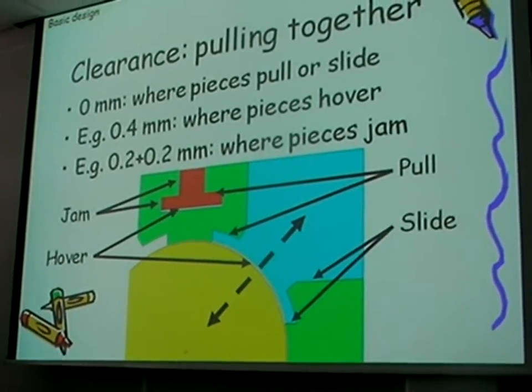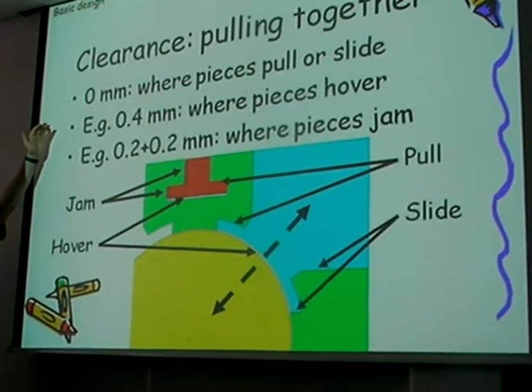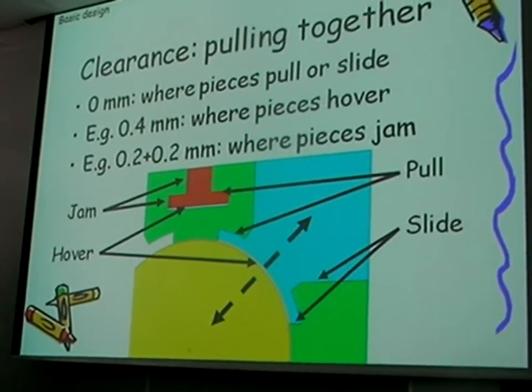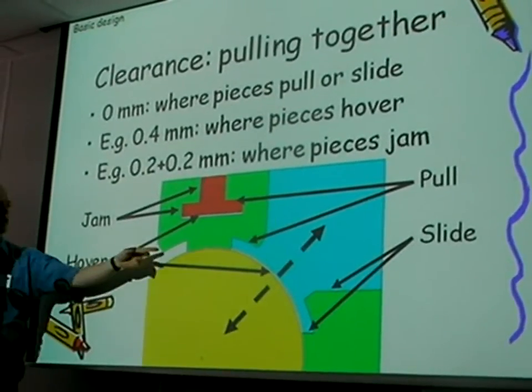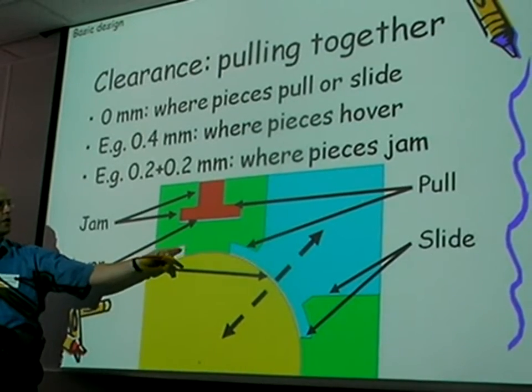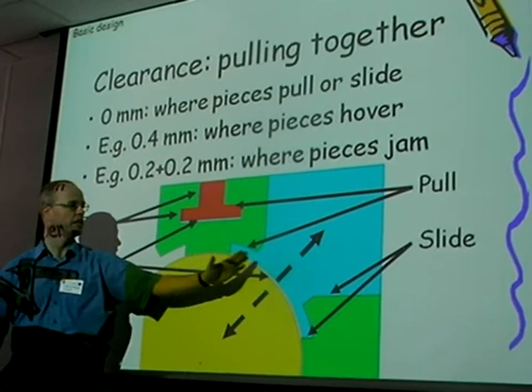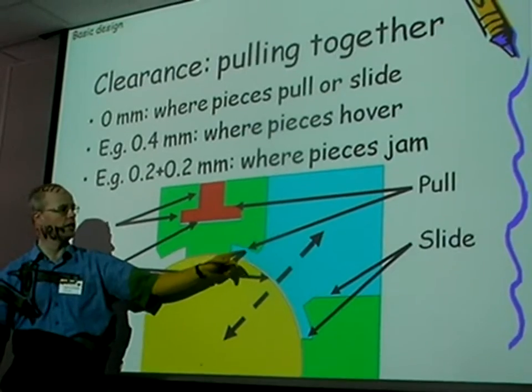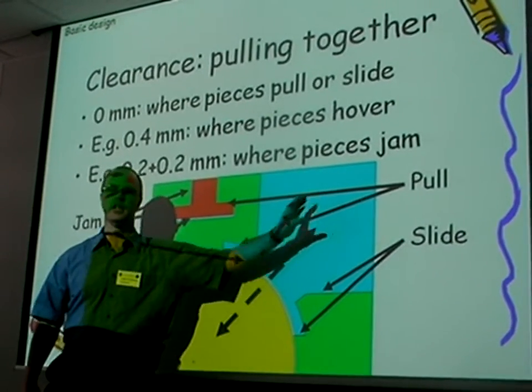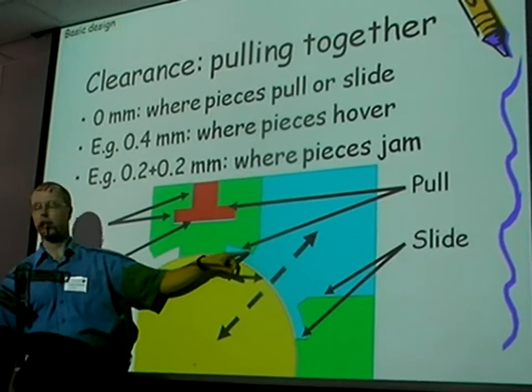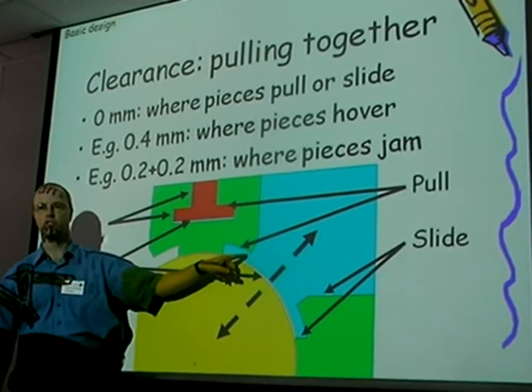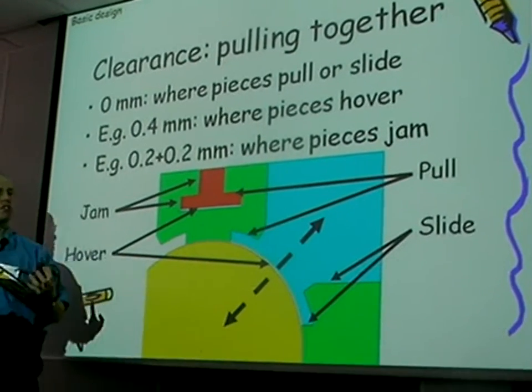The first is zero tolerance, where pieces pull or slide together. Here I have an example of a Rubik's Cube, where this is the center and this is an edge. And you see the edge pulls outward. So this is a place where you really need to have zero tolerance, no play at all, to keep it tightly in place.